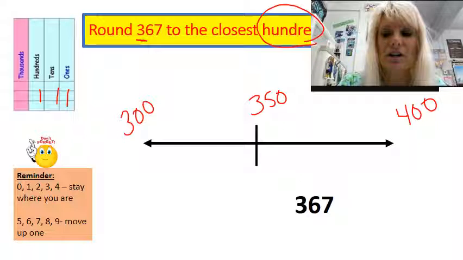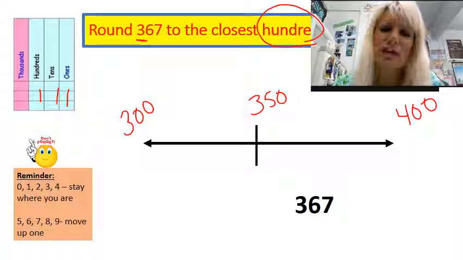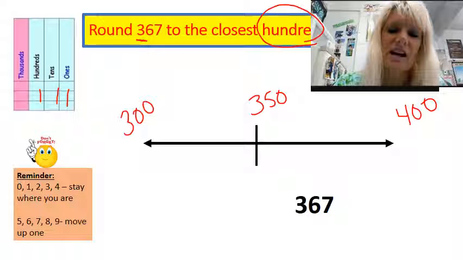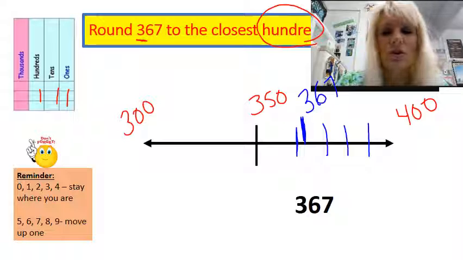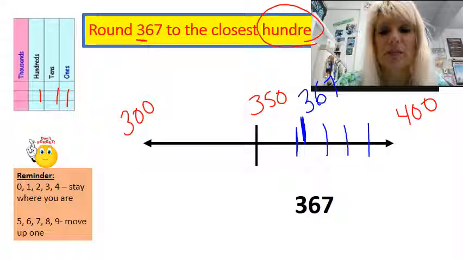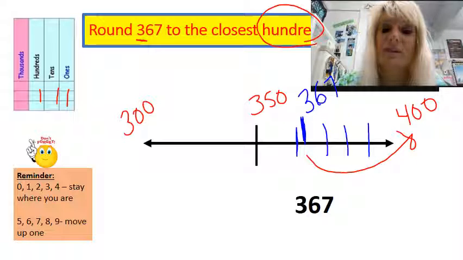So now I'm going to go ahead and think about where would 367 be on my number line. If this is 350, I could say, you know what, I bet you this would probably be 360, 370, 380, 390, and 400. So 367 is going to be somewhere over here, which means that I am going to be closer to 400 than I am to 300 because 300 is pretty far away.